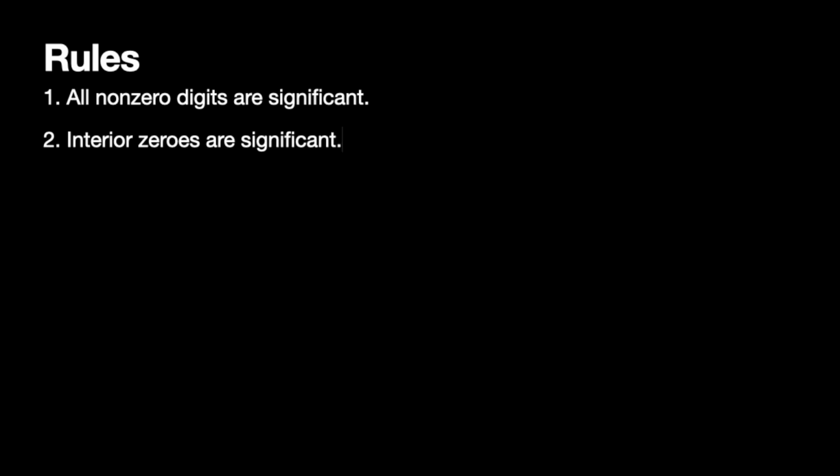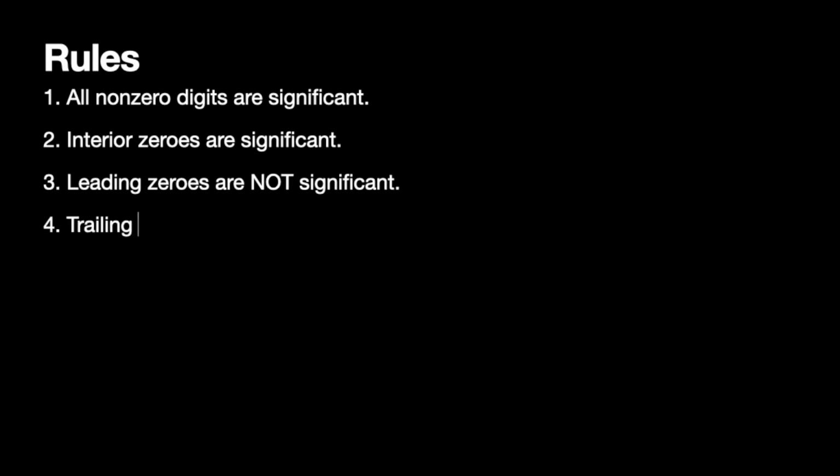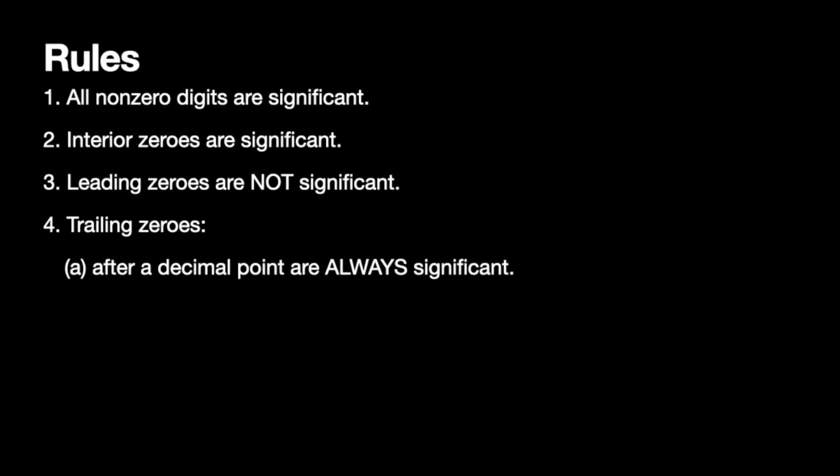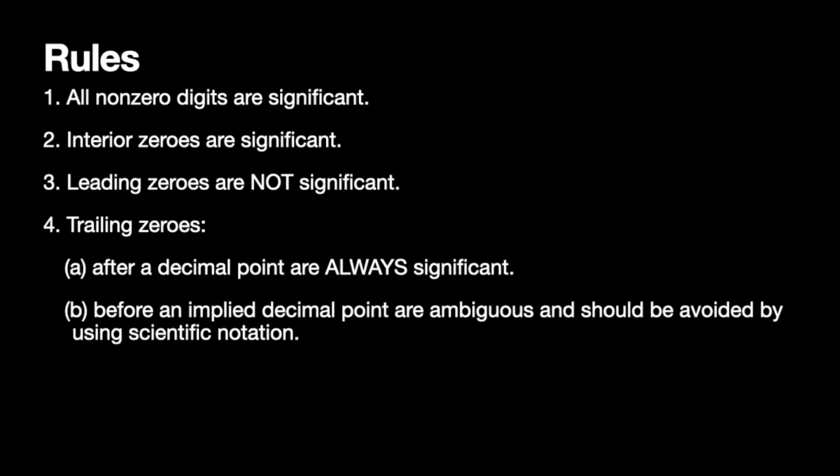Rules. 1. All non-zero digits are significant. 2. Interior zeros are significant. 3. Leading zeros are not significant. 4. Trailing zeros: A. After a decimal point are always significant. B. Before an implied decimal point are ambiguous and should be avoided by using scientific notation.